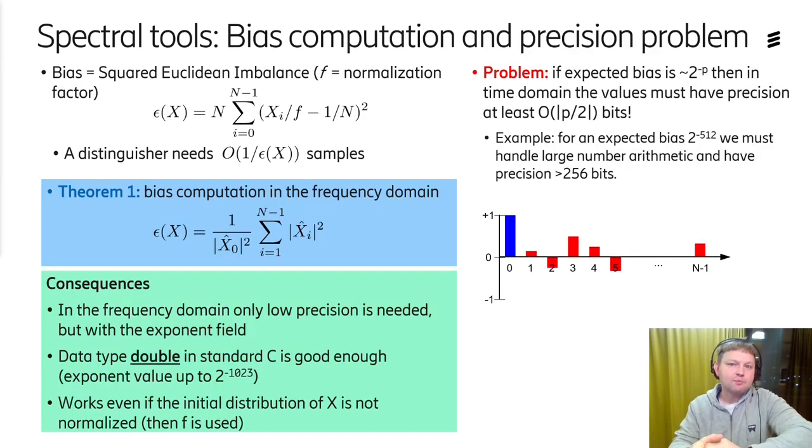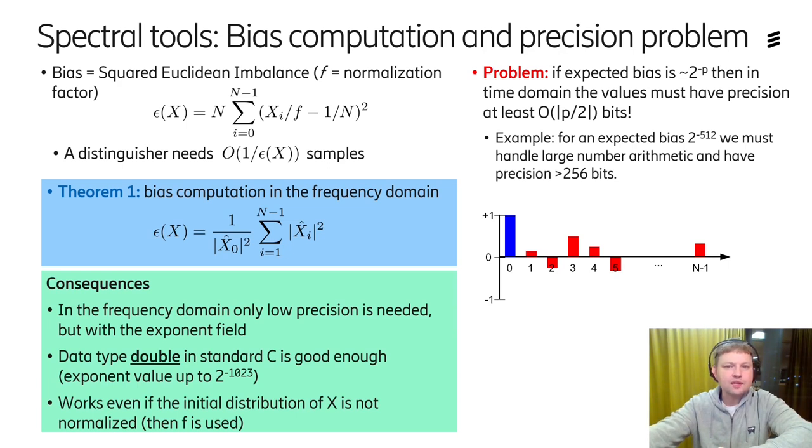So spectral tools are very powerful and very interesting methods for cryptanalysis. Let's have a look at how the bias can be computed in the frequency domain. So we compute the bias as a squared Euclidean imbalance as shown in the above first formula. When the bias is defined in such a way, then a distinguisher would need around 1 over the bias number of samples in order to distinguish that source of noise from random. This way, if the expected bias is, for example, 2 to the power minus 512, then in the time domain we have to use float numbers with precision at least 256 bits. This means we have to use large number arithmetic, which in turn takes a lot of RAM and computation time.